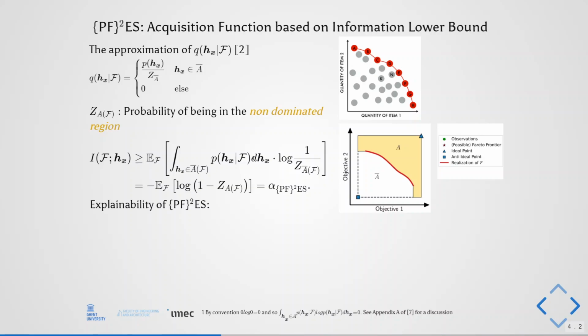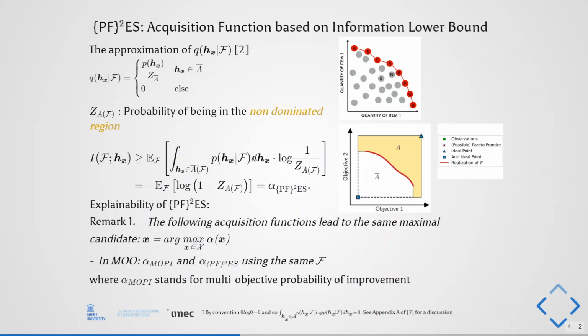Because Z of A, or this complement of the normalization constant, has a close relationship with the probability of improvement in the multi-objective optimization scenario, this supports the explainability of PF2ES through the following remark. That said, the multi-objective probability of improvement acquisition function will have the same maximal acquisition function location as PF2ES under some certain scenarios. And of course, we have extended this connection to constrained multi-objective optimization in the paper.